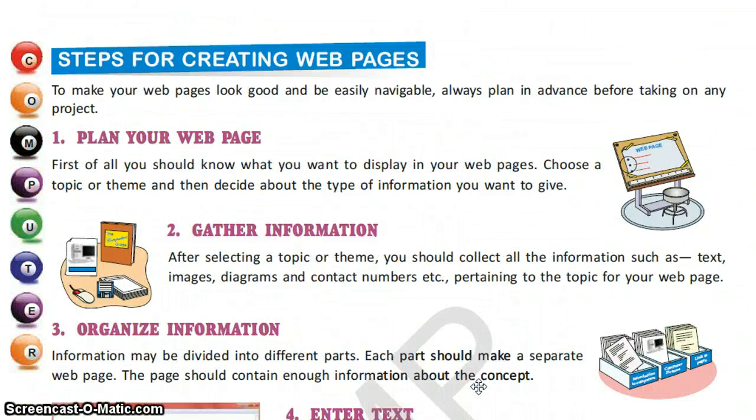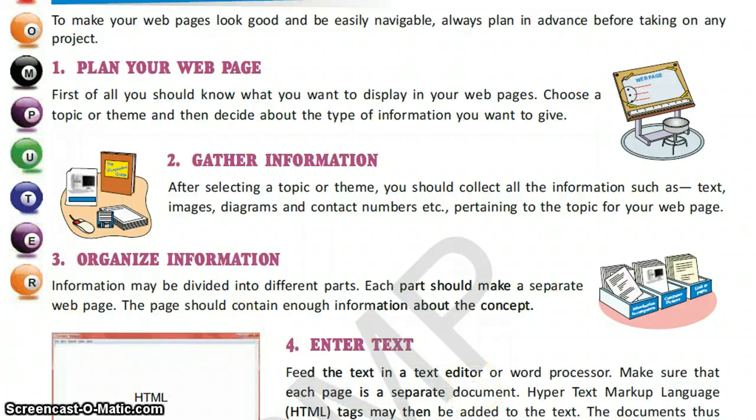Now there are different steps for creating web pages. What are those steps? First of all, you have to plan your web page properly. Whatever you want, on which topic you want to create the web page, and you should have a correct idea of how much content you want to include. So first of all, plan it, then gather information. Accordingly, you have to gather the information like the figures, the diagrams or the images, the text, what you want to include. You have to gather everything in a single folder.